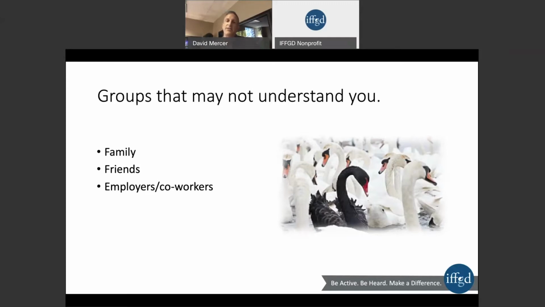If you have doctor visits, if you're traveling, if you have hospitalizations and days when you don't feel well, this can start to create a lot of undercurrents of resentment at work and all these kinds of things that can make life very difficult. And the final group that might not understand you is the entire medical profession. And I don't mean that facetiously.